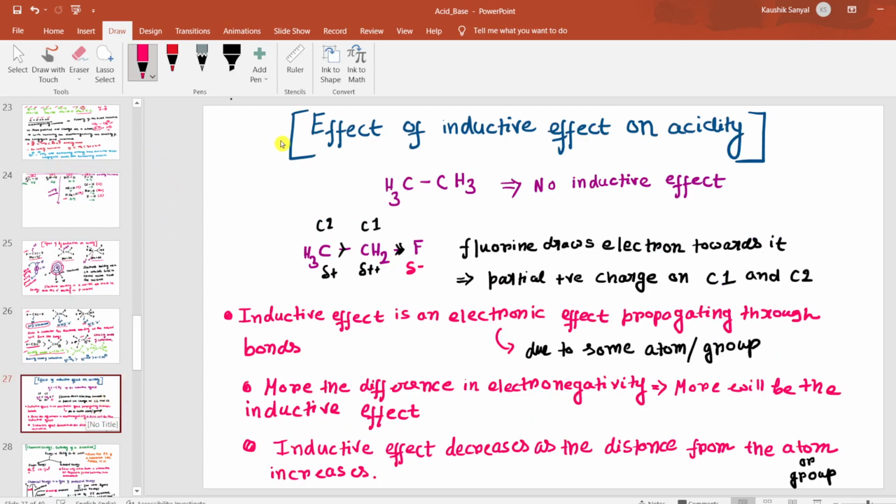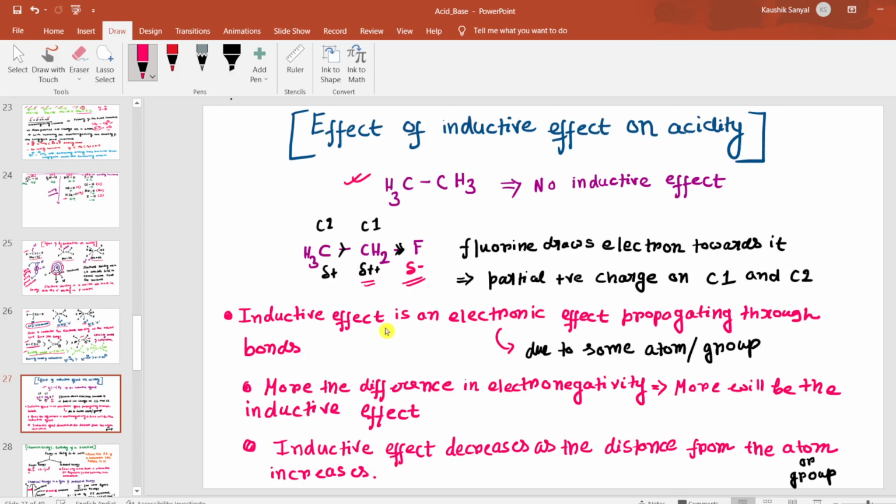Now I will discuss the effect of the inductive effect on acidity. If we see the molecule ethane, it has no inductive effect. On the other hand, if we replace the hydrogen atom with a fluorine atom, the fluorine atom will draw more electrons towards it, because fluorine is much more electronegative than carbon. Because of that electron-withdrawing inductive effect, a partial negative charge will be created on the fluorine atom, and some partial positive charge will be created on these two carbon atoms.